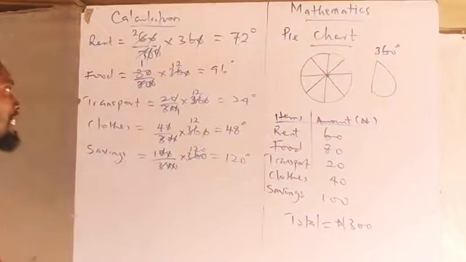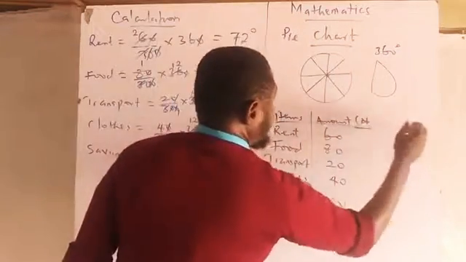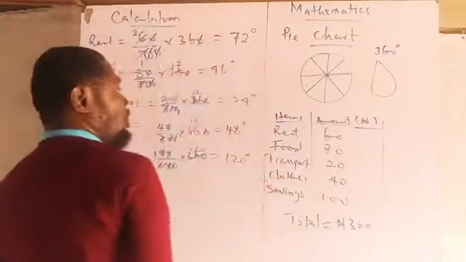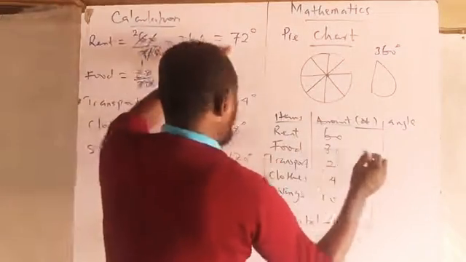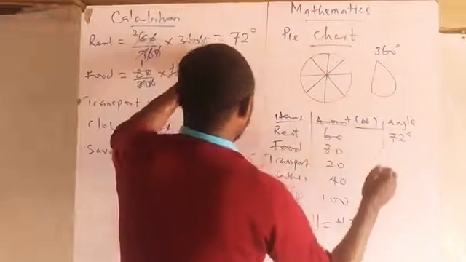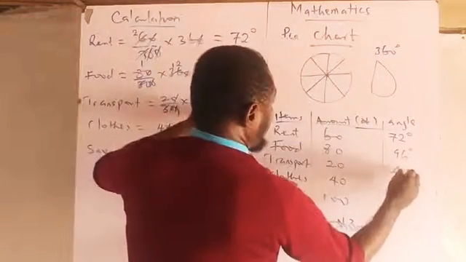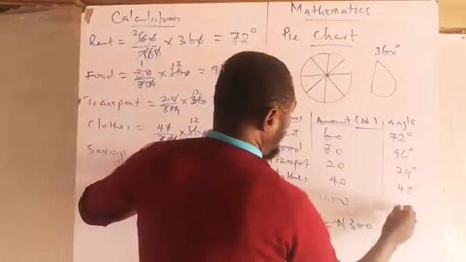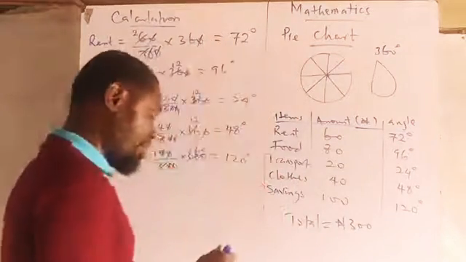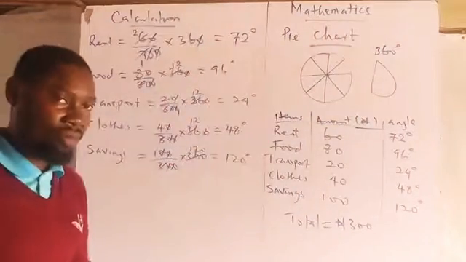So here are the respective angles that we have there. You can extend your table and put your angular measurements, angles. For rent we have 72 degrees. For food we have 96 degrees, then 24 degrees, 48 degrees, and 120 degrees. So here are the angles you are going to put in the pie chart now.